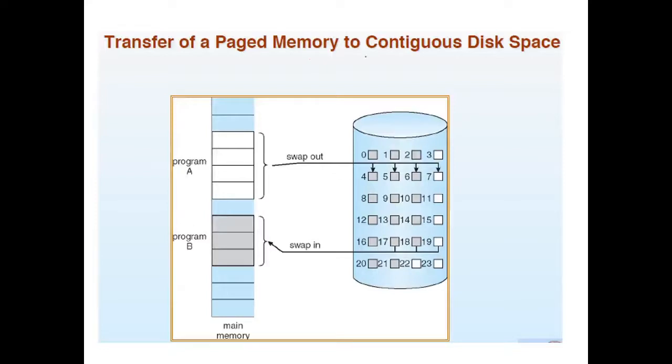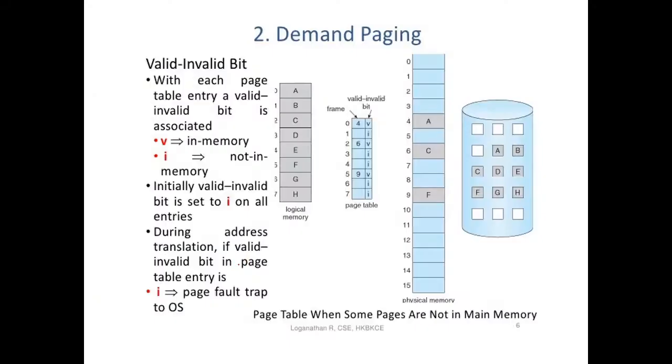Transfer of a page to memory. This is another diagram, swap out and swap in. So, demand paging. From this page table we understand which pages are loaded into the main memory. The valid bit indicates pages in the memory, and I indicates pages not in the main memory. Whenever there is an I, there is always a page fault. That means if the requested page is not available in the main memory, then it is a page fault.